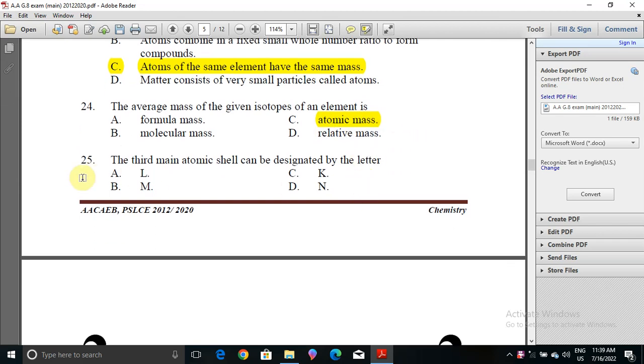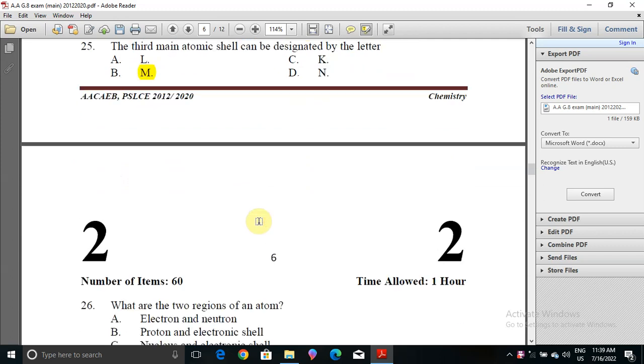Now question number 25. The third main atomic shell can be designated by the letter L, M, K, or N. First of all, the third means the third place. K, L, M. M is in the third place. So the correct answer for question number 25 will be M, which is choice B.